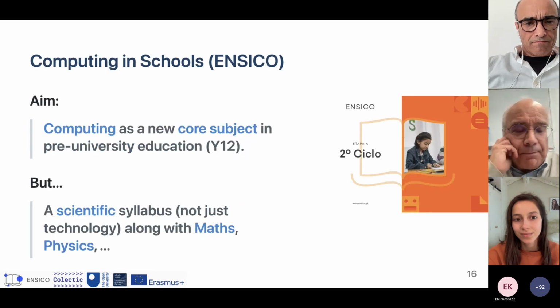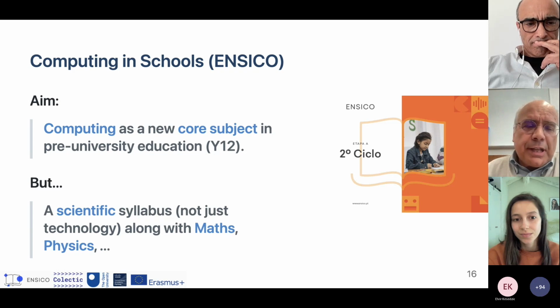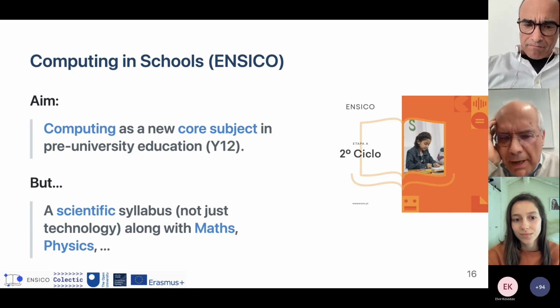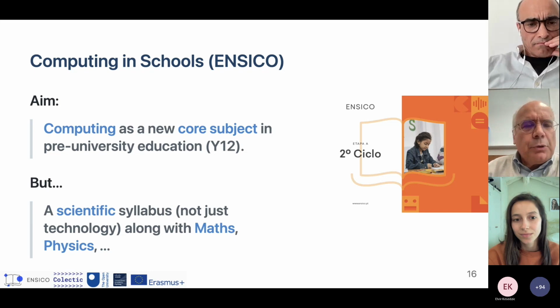So NSICO is an association, as has already been mentioned by Luis, and the aim is to make computing a new course subject in pre-university education, 12 years. So instead of teaching technology, we want a scientific syllabus, along with maths, physics, biology, whatever the students study. So that's our aim. Whether we are going to achieve it, we don't know, but we're working strongly in that direction.